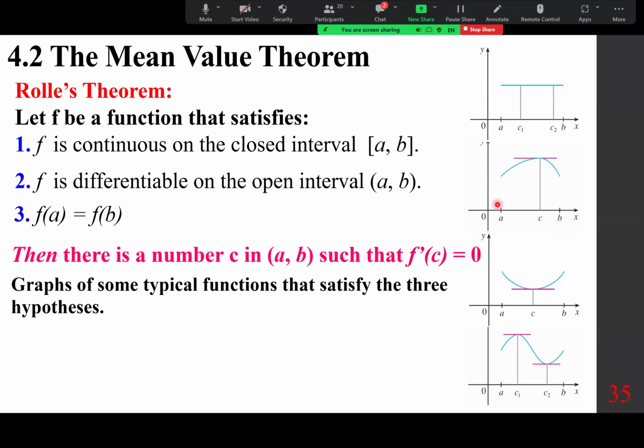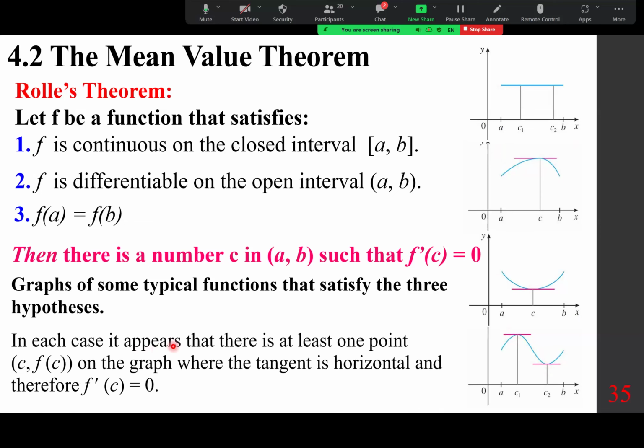Because f of A is equal to f of B, then there's a horizontal tangent line in essence. Same thing here. So this happened to have two of them. In each case, it appears that there is at least one point, c comma f of c, on the graph where the tangent is horizontal and therefore f prime equals 0. And that's really the key. The tangent is horizontal. That's the key, everybody.